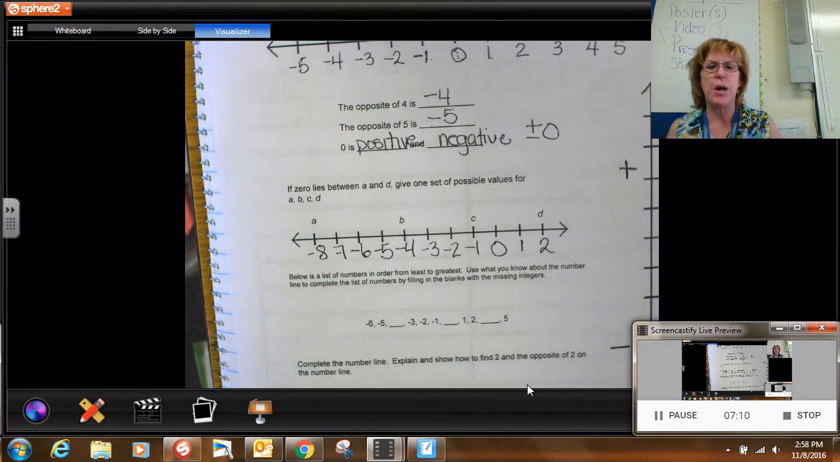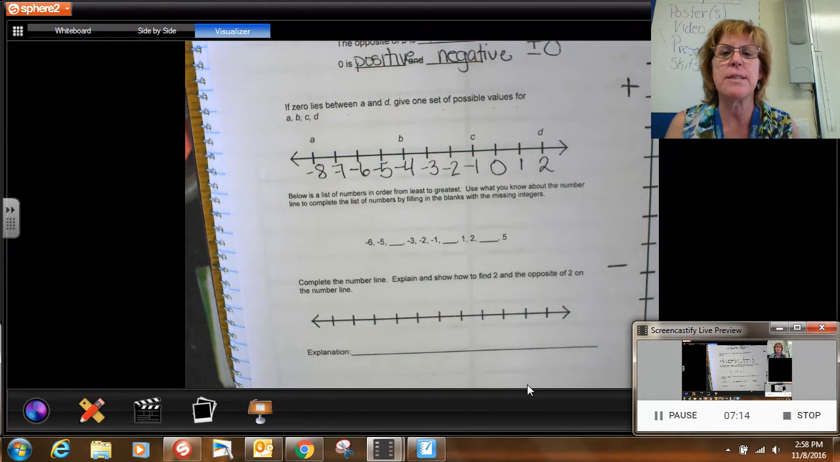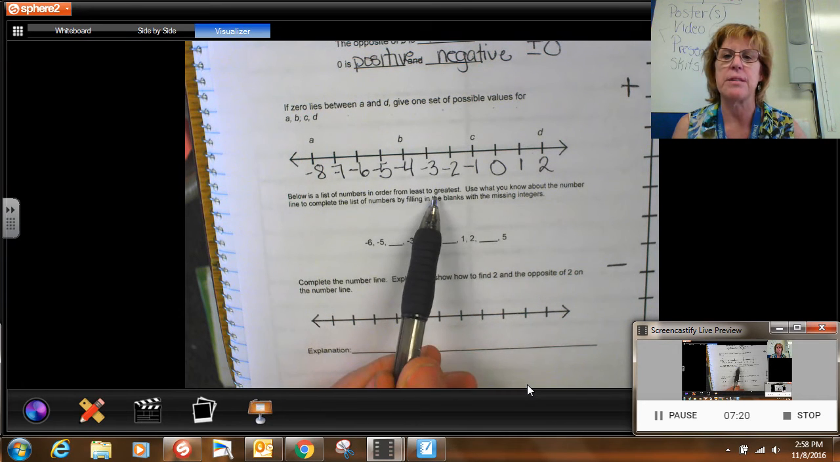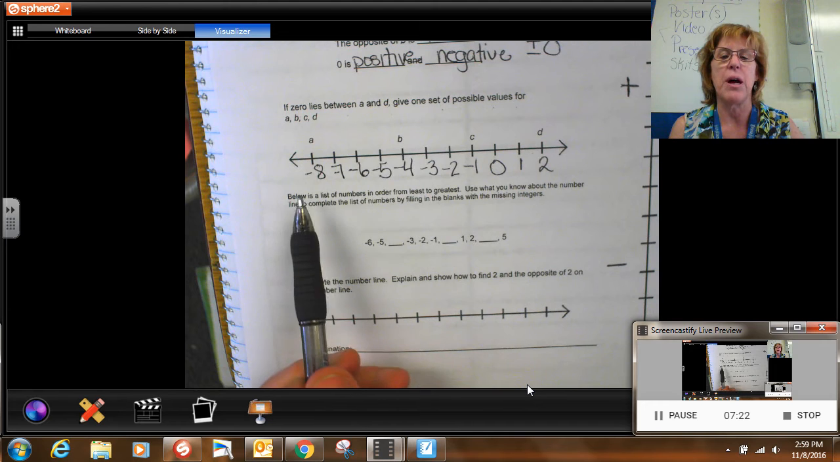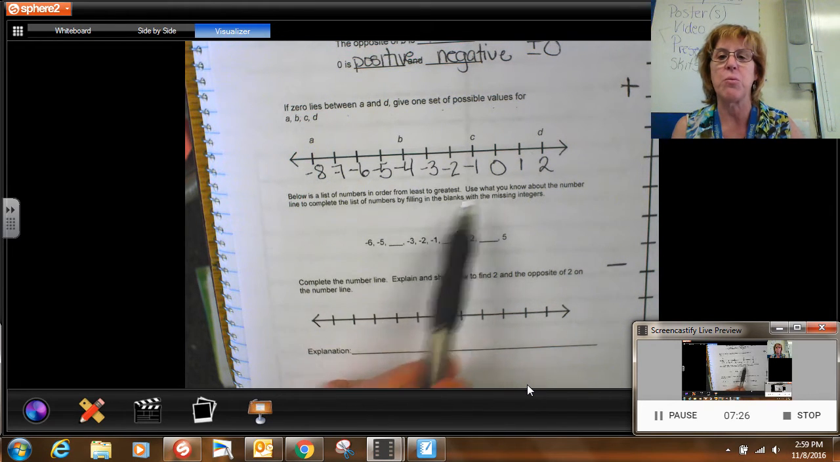Okay, let's go down. Let's keep reading what this says here. Below is a list of numbers. Oh, wait. Everybody read with me. Go. Below is a list of numbers in order from least to greatest. Use what you know about the number line to complete the list of numbers by filling in the blanks with the missing numbers.